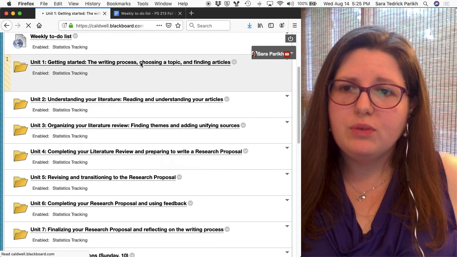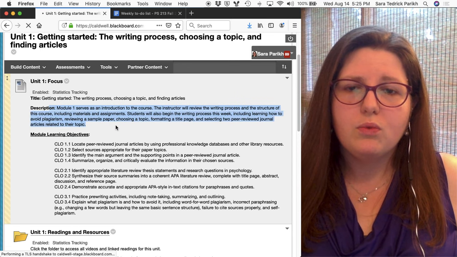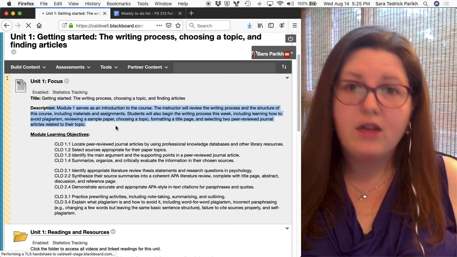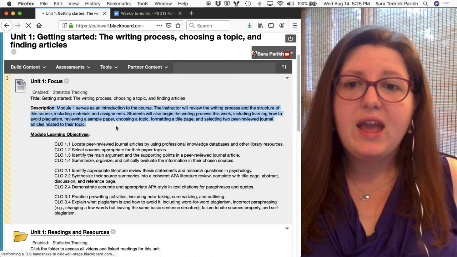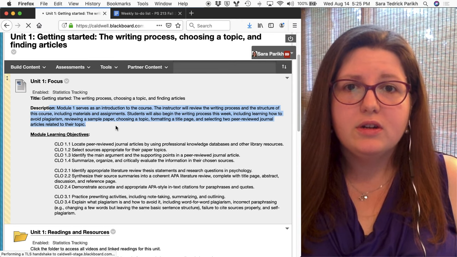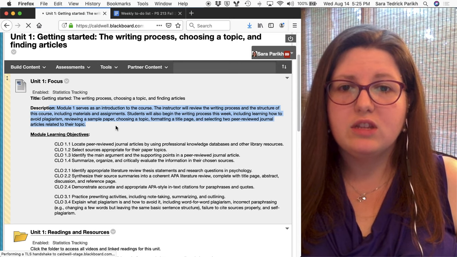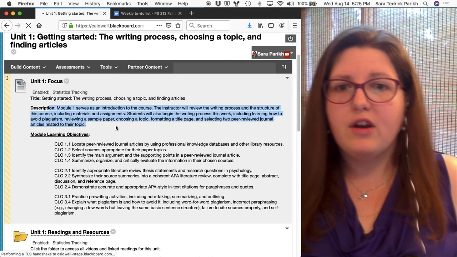So you can click on Unit 1, and it's going to show you first the focus. It's going to describe really what we're doing in this unit. So in this one, you are trying to figure out how the course works. You're trying to figure out what a literature review and research proposal is, and you're going to pick your paper topic, at least a starting topic. That often changes when you do your literature search and start looking at articles.